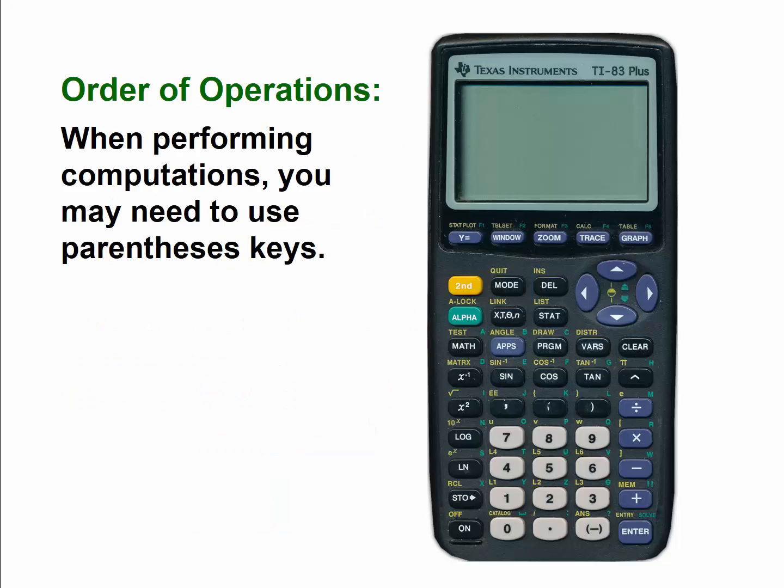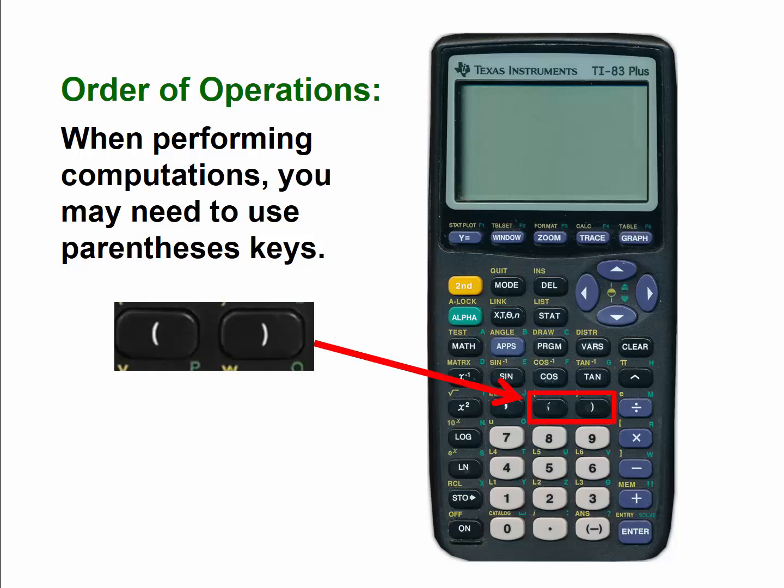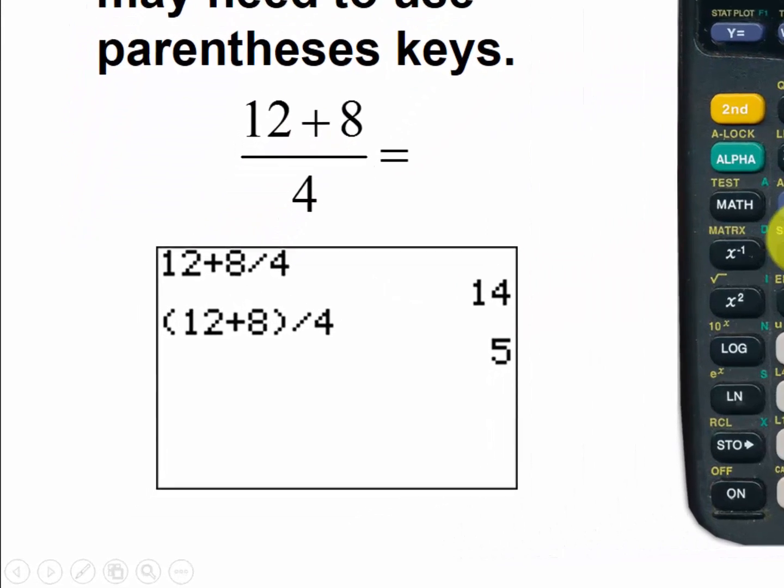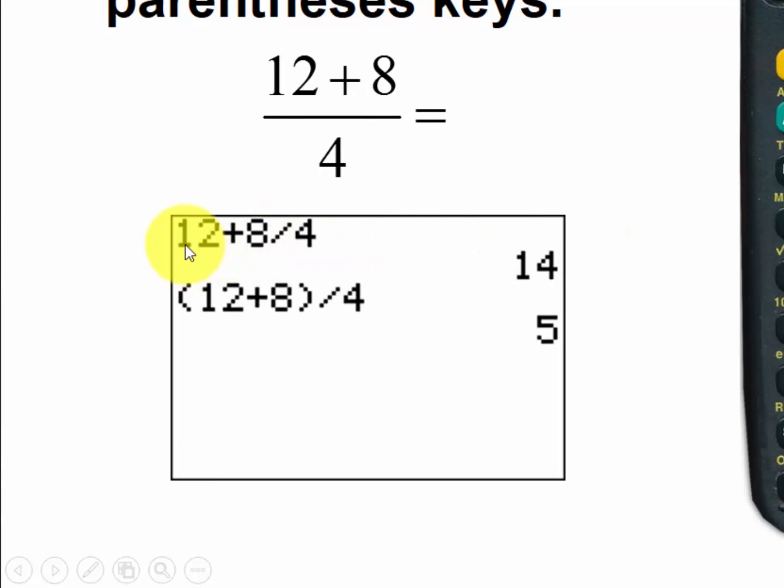Order of operations. When performing computations, you may need to use the parentheses keys. They're located here. So let's do an example. Say I want to compute what is 12 plus 8 all divided by 4. 12 plus 8 is 20, divided by 4 will be 5. But if we just type in 12 plus 8 divide 4, the calculator is going to give us 14.